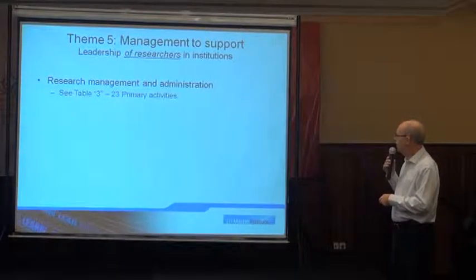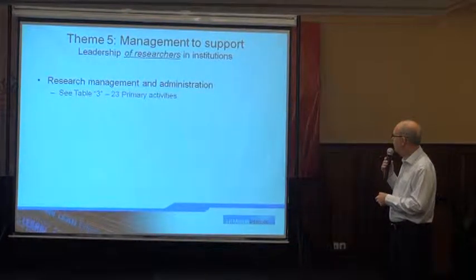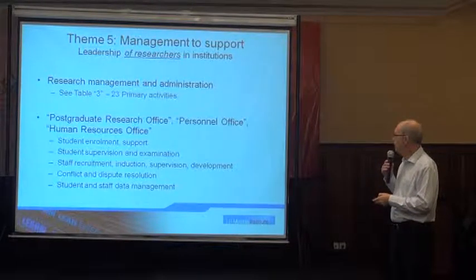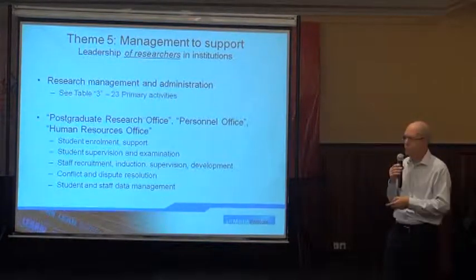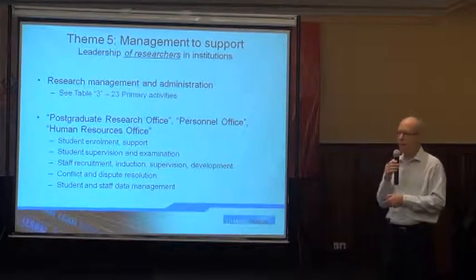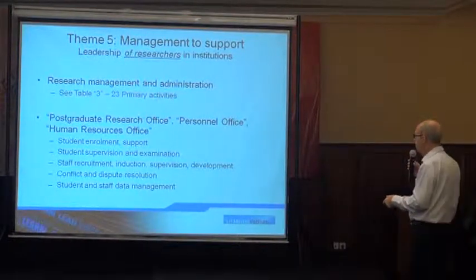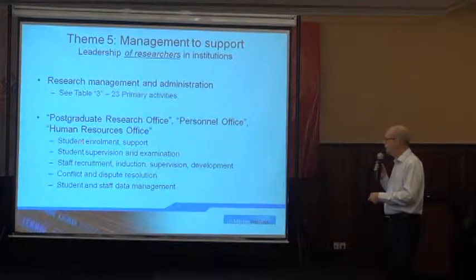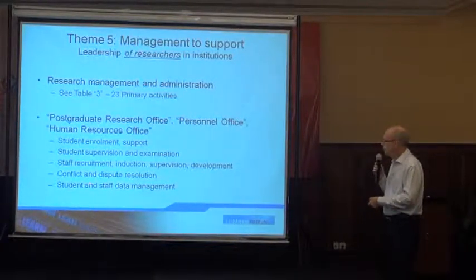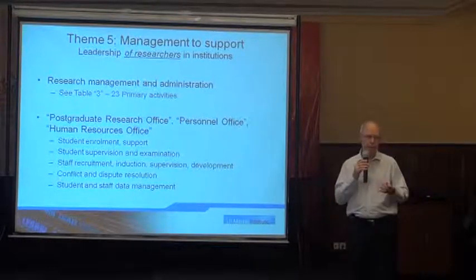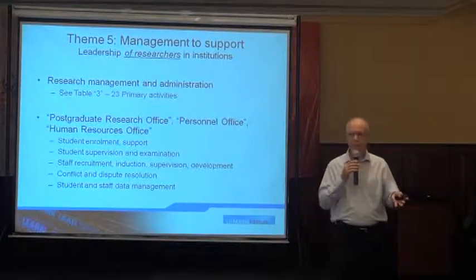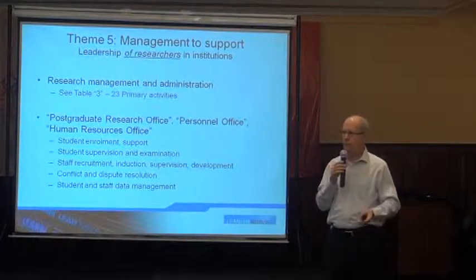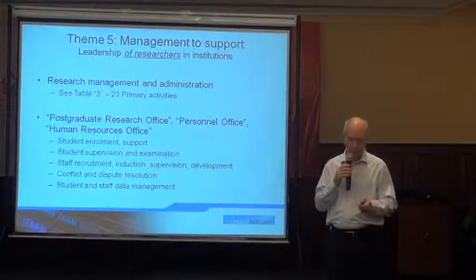I've identified 23 primary activities for management to support all of that activity in the paper, and here we go down to, well, where does all of this happen? It can happen in places such as the Postgraduate Research Office, a Personnel Office or a Human Resources Office. These are the sorts of things which the staff of that office need to do to support the leader of the faculty. They're looking after the human resources of the institution. So that's very important.